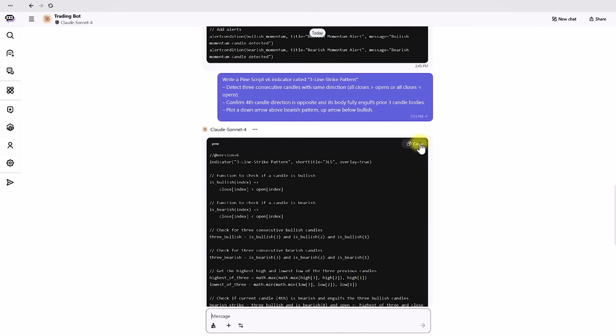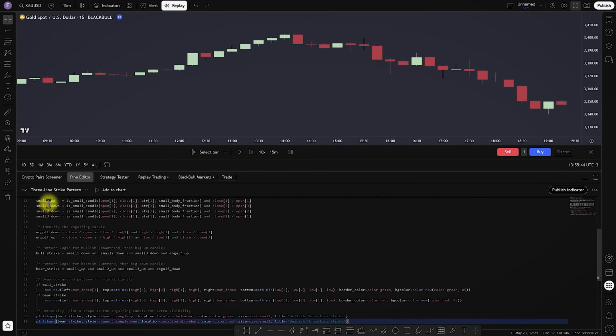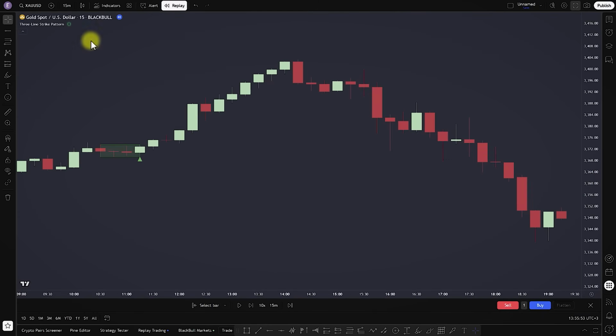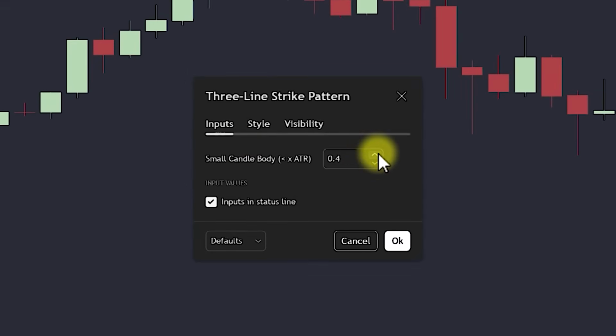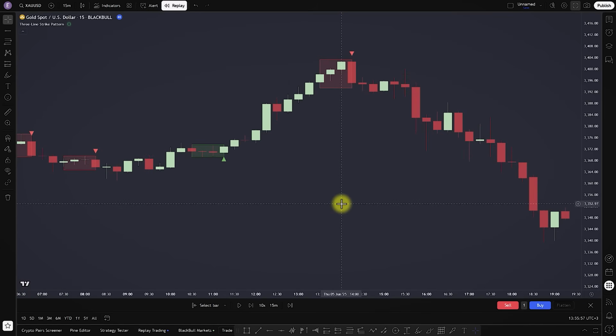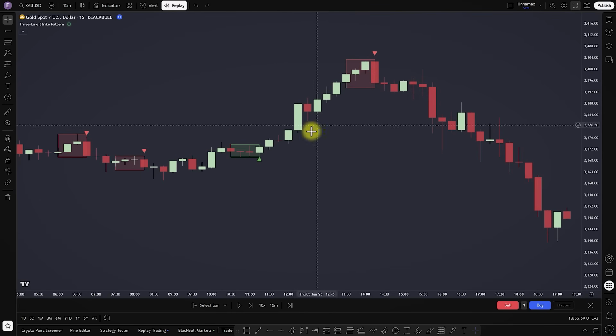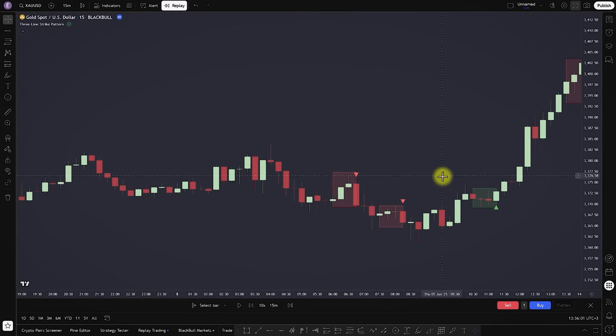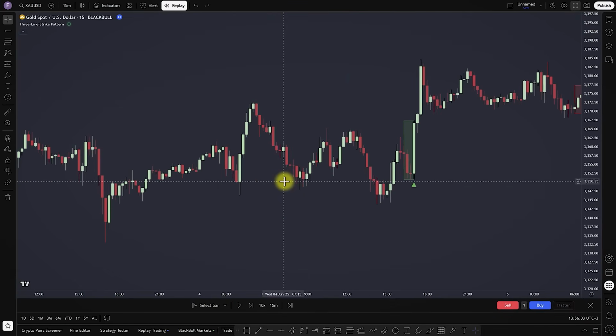Now let's import the code into TradingView. We'll save it. Then we add it to the chart. Look at those boxes, highlighting our pattern. No more staring at the charts. The best part is that this simple AI indicator will eliminate any human error in pattern recognition.